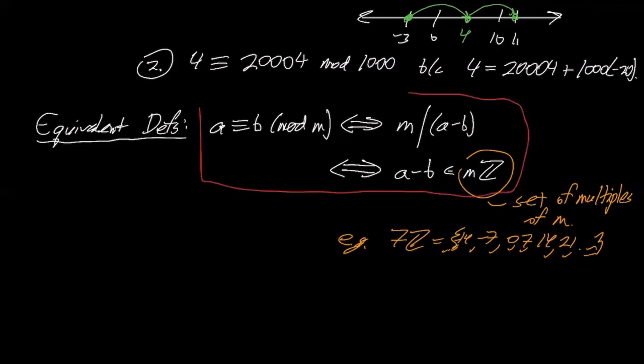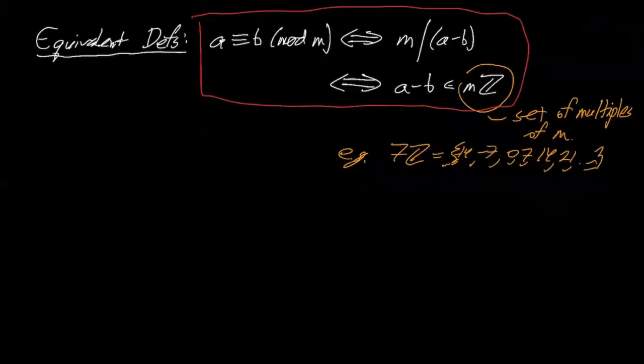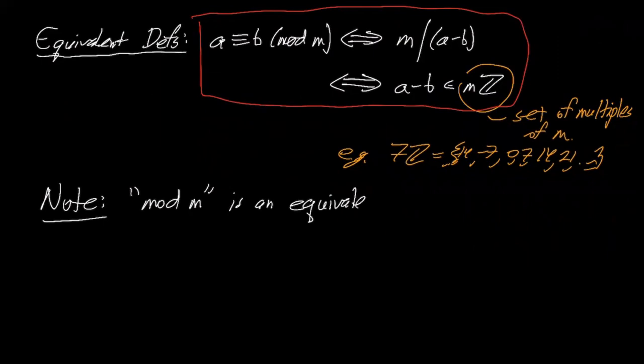It's nice to keep these in mind. An important property is that mod m is an equivalence relation. Maybe a note or a reminder. You remember those? Equivalence relations are things that basically act like an equal sign. So it's reflexive, that a is congruent to a mod m. It's symmetric.